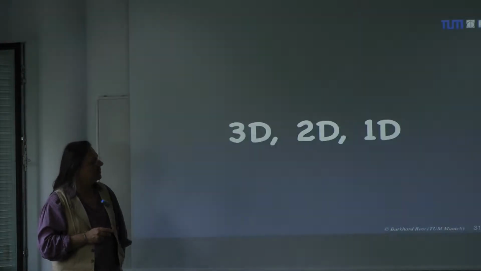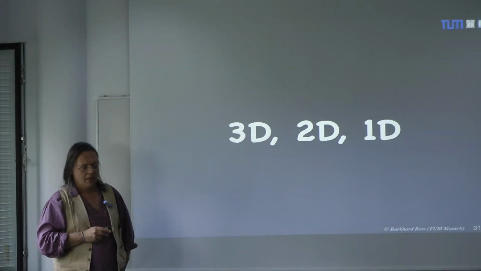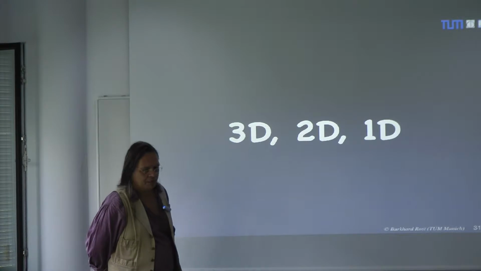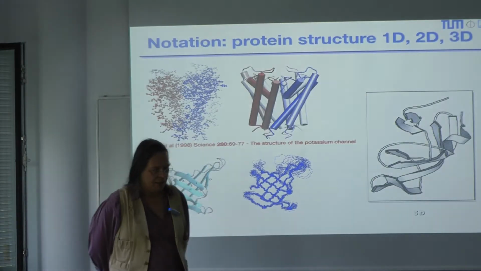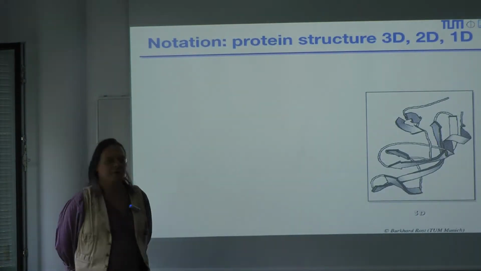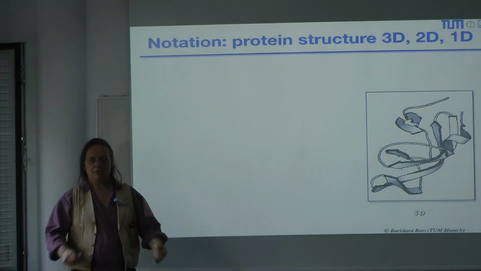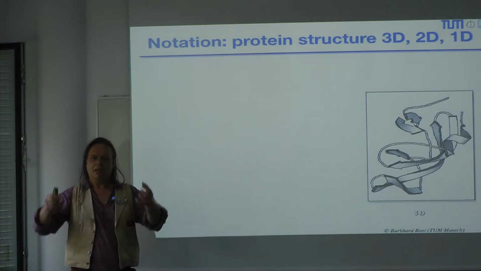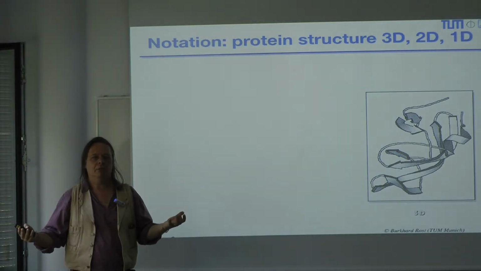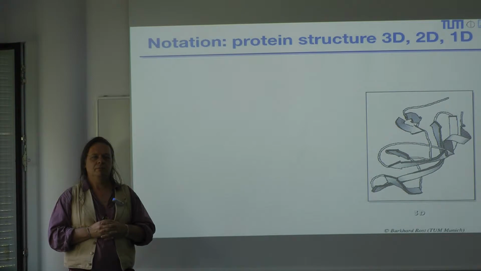Okay, let's get back to annotations. 3D, 2D, 1D. And the first one is trivial. 3D is a three-dimensional structure. Okay? And three-dimensional is because you have the coordinates of every single atom in a three-dimensional grid. Okay? What is 2D? 2D structure.